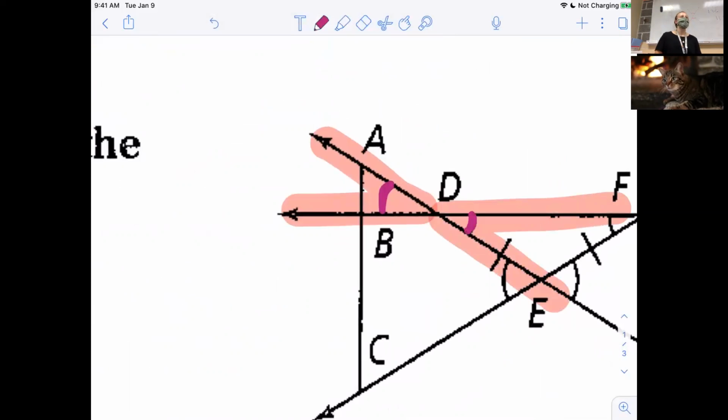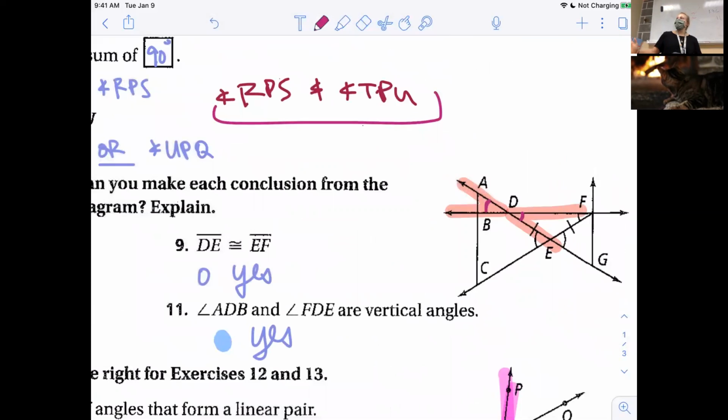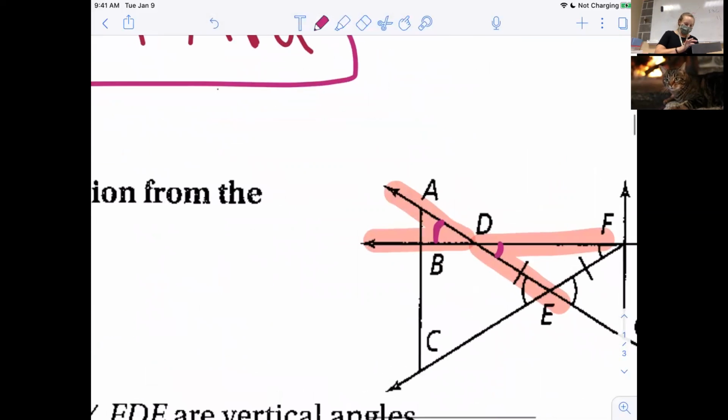Perfect, Deb. So these angles, it says they are vertical angles. Is that true or false? True. You can think of them as two lines that intersect. Here's a line that intersects, and here's another line that intersects. And they're the two angles across from each other that are formed by those intersecting lines.